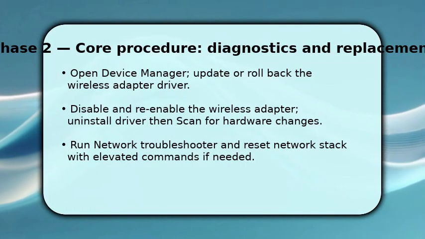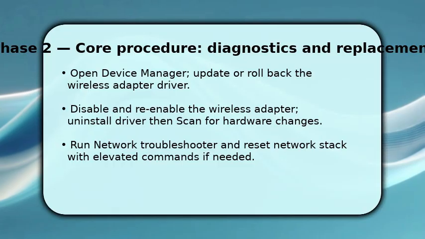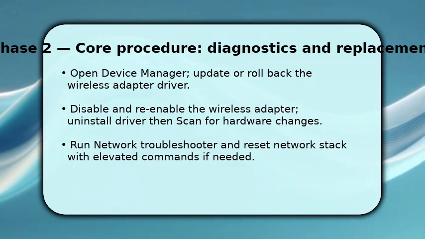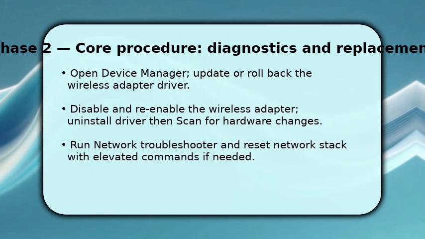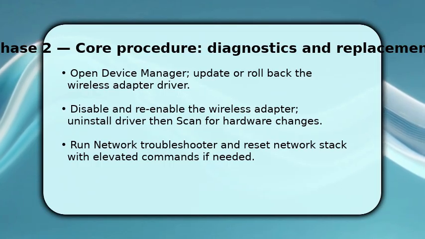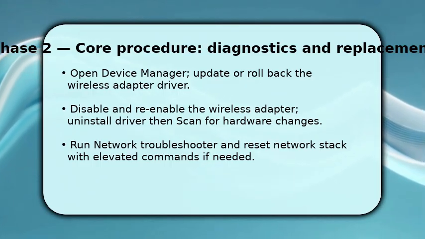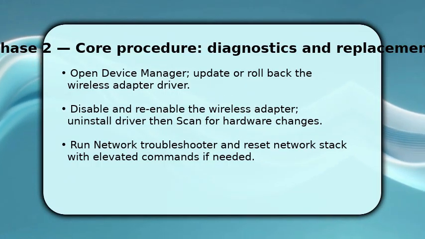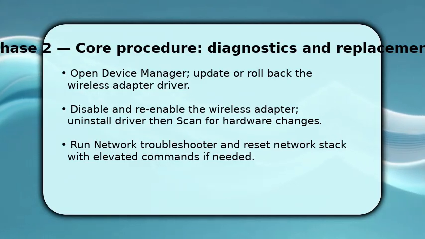Next, you tackle driver and adapter problems because missing or corrupted drivers often hide Wi-Fi. Open Device Manager, find the wireless adapter, and choose Update Driver. If the issue started after an update, roll back instead. Disable the adapter, then re-enable it, or uninstall the driver and select Scan for hardware changes to force reinstall.